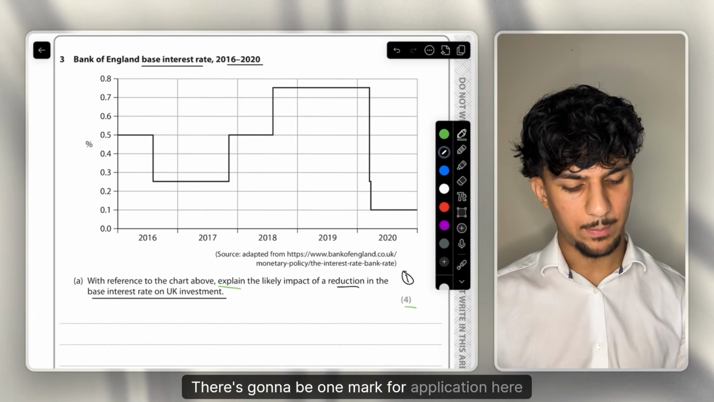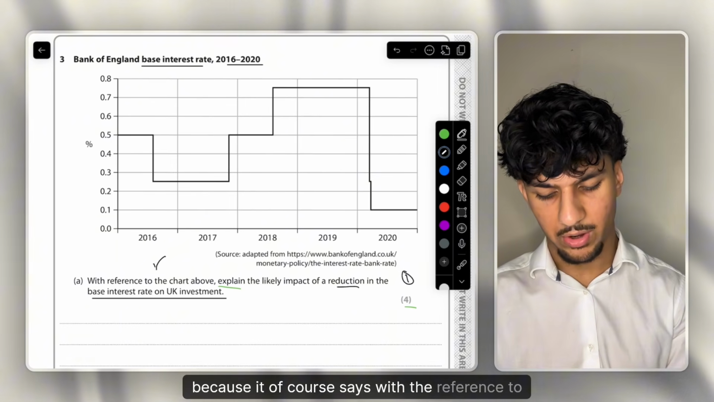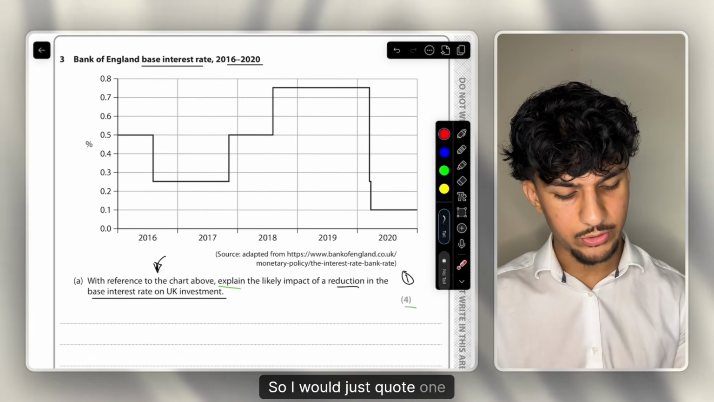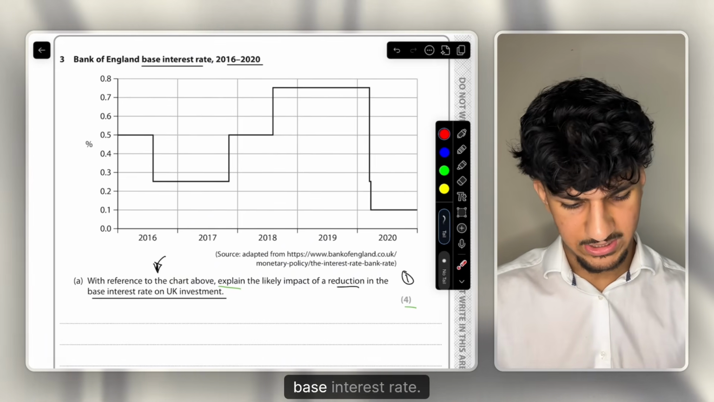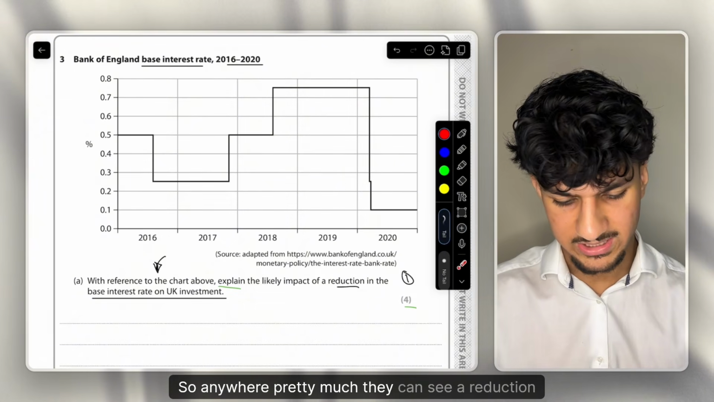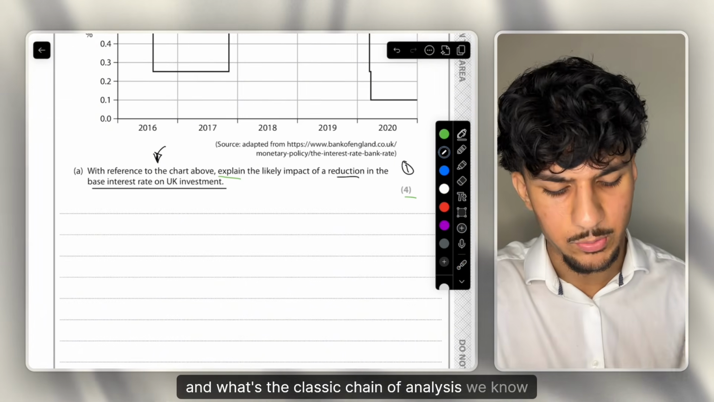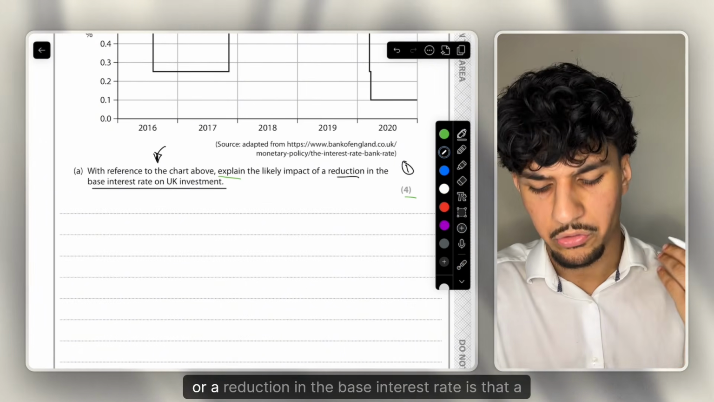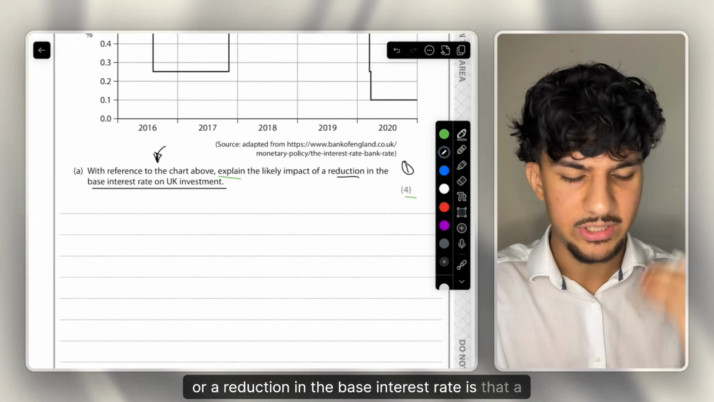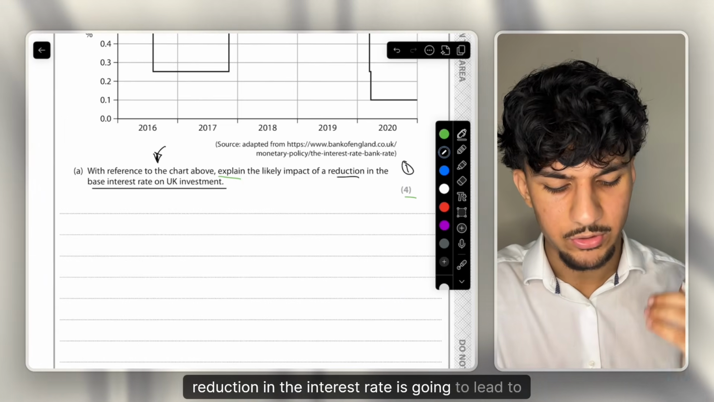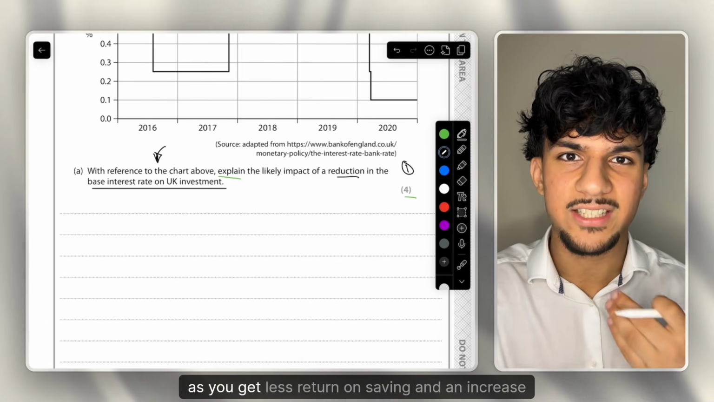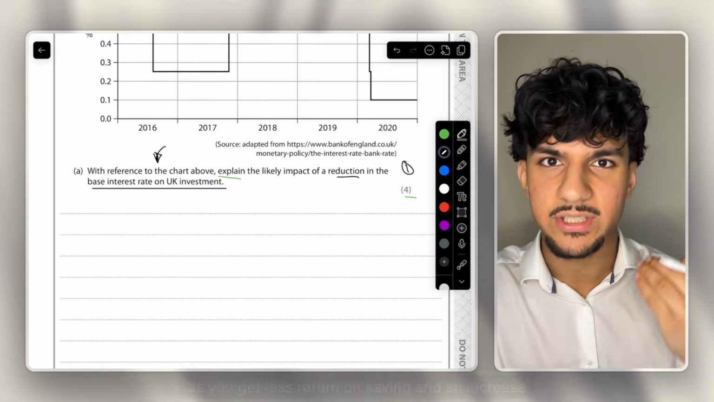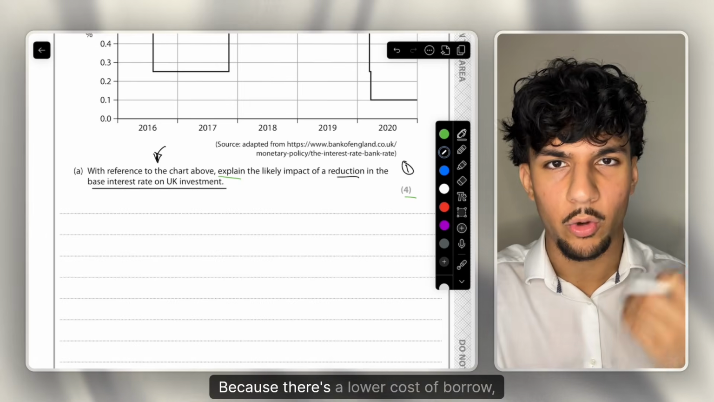There's going to be 1 mark for application here because it says with reference to the chart. So I would just quote one scenario when there has been a reduction in the base interest rate, anywhere that you can see a reduction. And the classic chain of analysis for a reduction in the base interest rate is that it's going to lead to a reduction in the incentive to save, as you get less return on saving, and an increase in the incentive to spend. Why? Because there's a lower cost of borrowing.